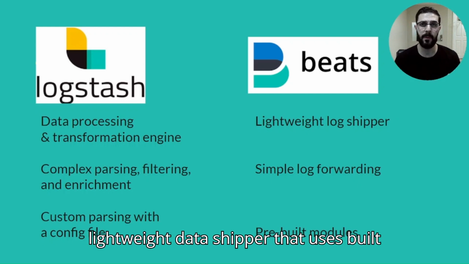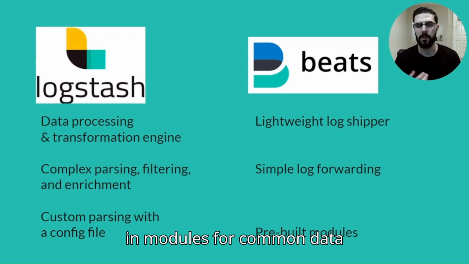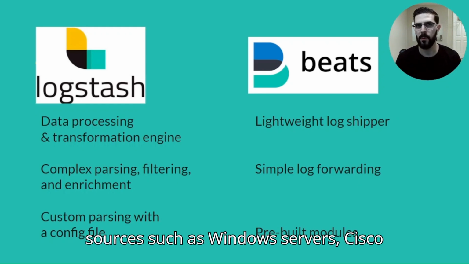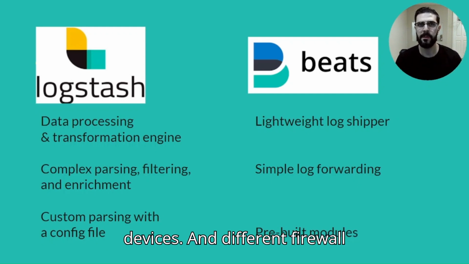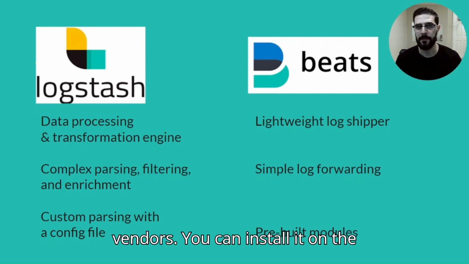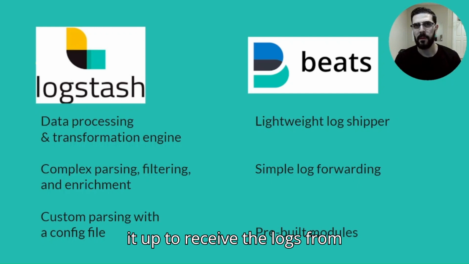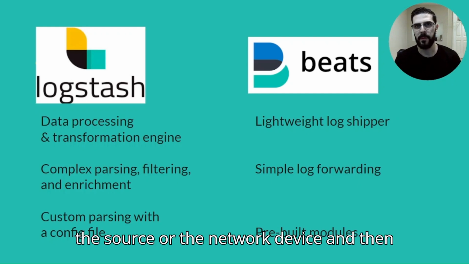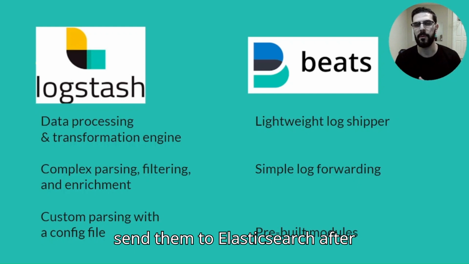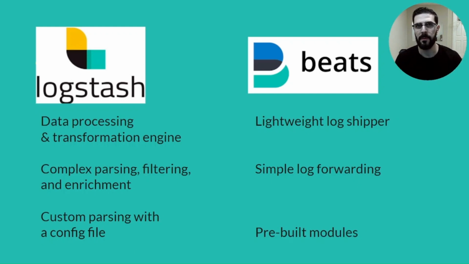Filebeat is a lightweight data shipper that uses built-in modules for common data sources such as Windows servers, Cisco devices, and different firewall vendors. You can install it on the monitored machine, or you can install it separately on a different machine and set it up to receive the logs from the source or the network device and then send them to Elasticsearch after processing them.